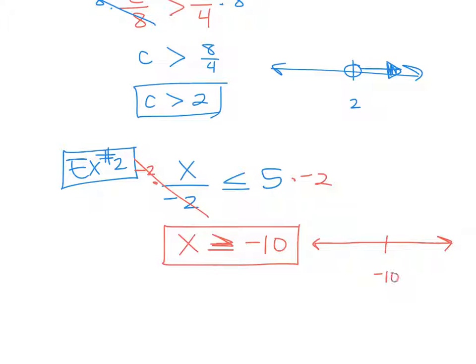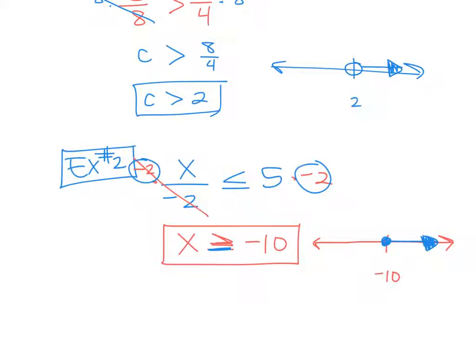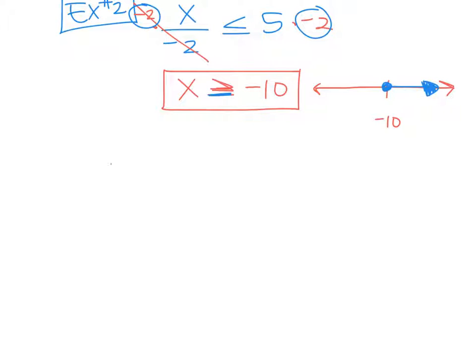So if this is my -10, is it an open or closed dot? Closed. It's a closed dot because it has that equal to bar, right? And then what direction is my arrow going? Right. To the right, because it has to be greater than -10, okay? You only flip it when the number you're multiplying on both sides is a negative, okay? All right, how about this one? You have -3/4 times w is greater than or equal to 3.